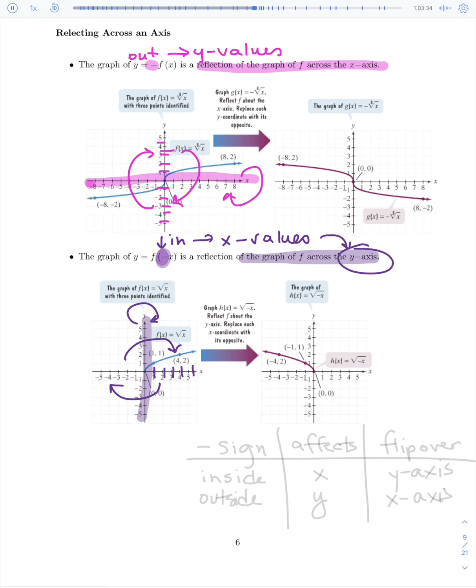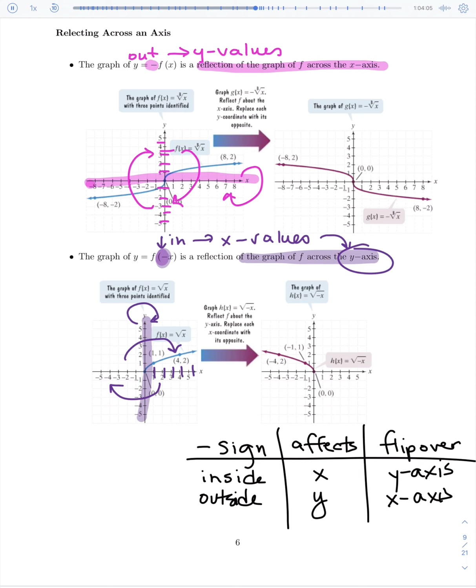So, a quick summary: if the negative sign is on the inside, it affects the x values, which flips you over the y-axis. However, if the negative sign's on the outside, it affects the y values, but it flips you over the x-axis. It's a good little summary table for you.